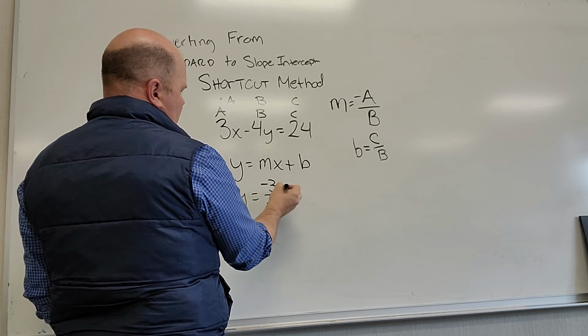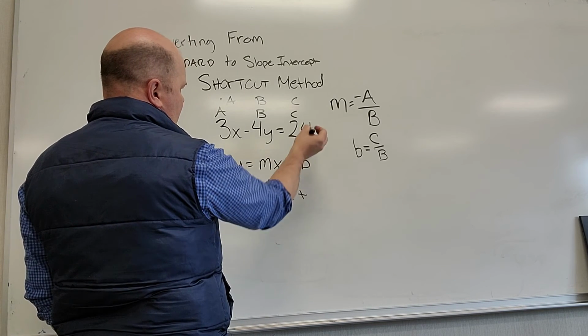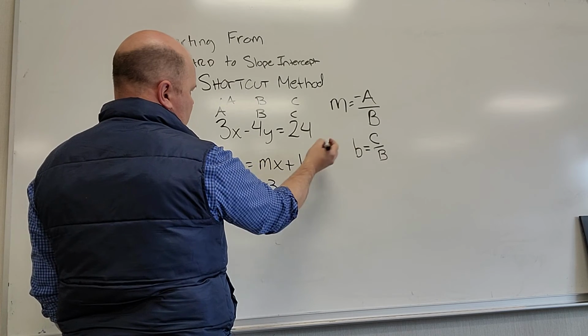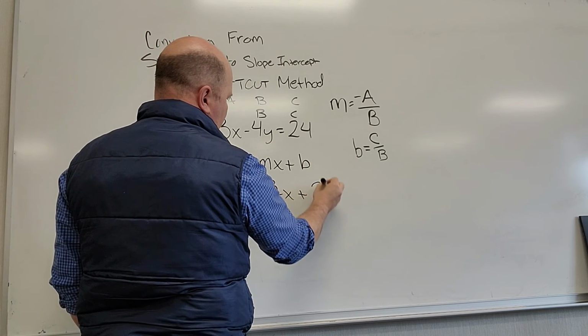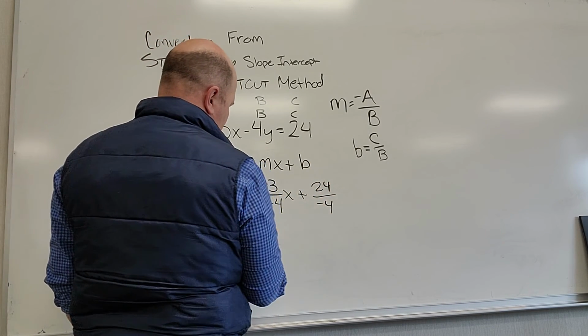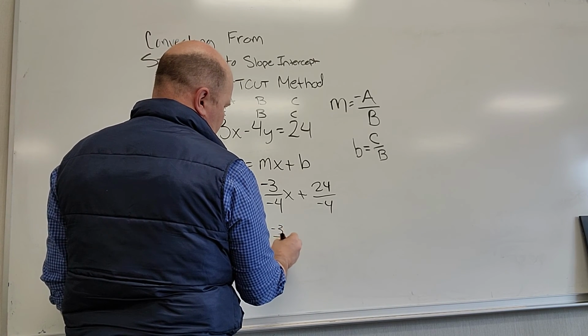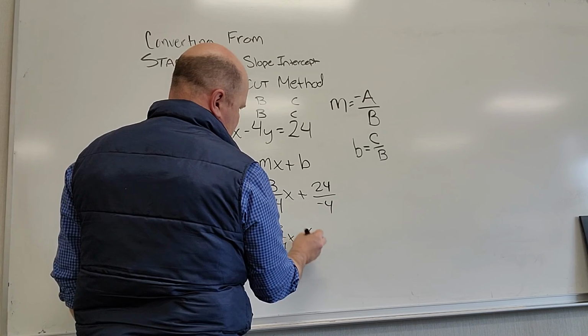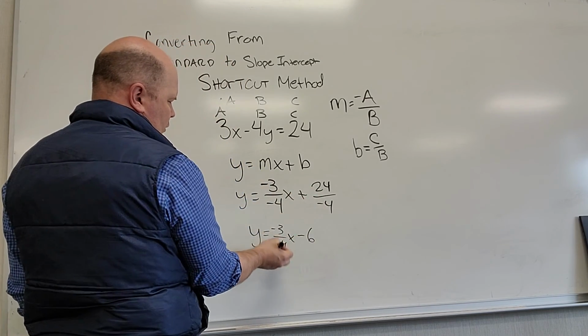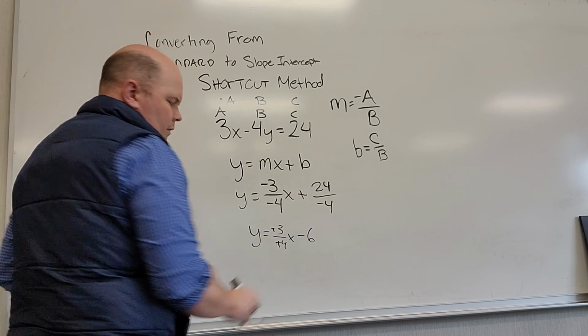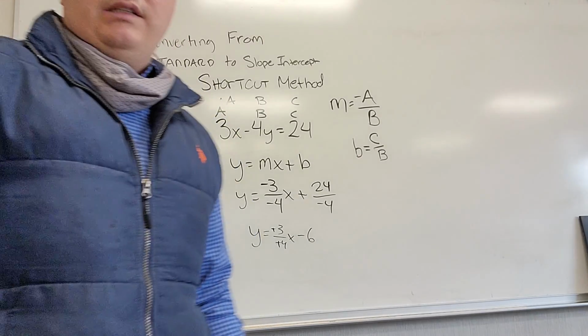The x falls down, and I'm adding that to my b, which is the C value, 24, divided by negative 4. So this all works out to be negative 3 over negative 4 x minus 6, because 24 divided by negative 4 is negative 6, or we can simplify that to two positives. And that's the shortcut method.